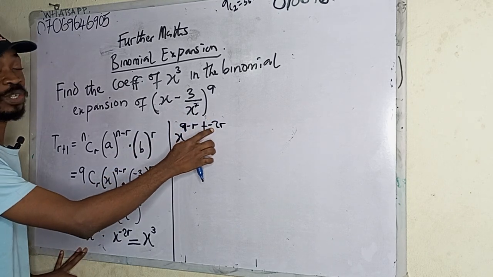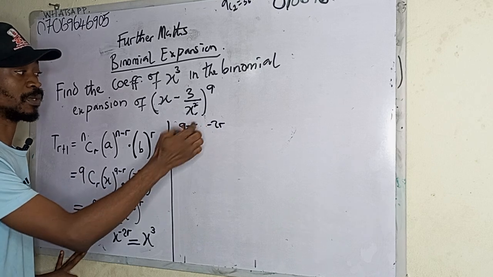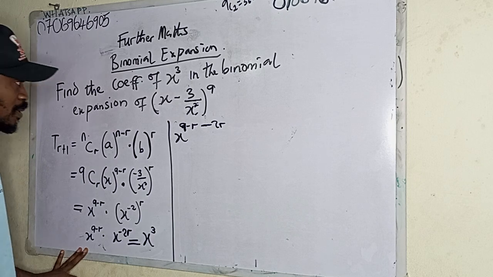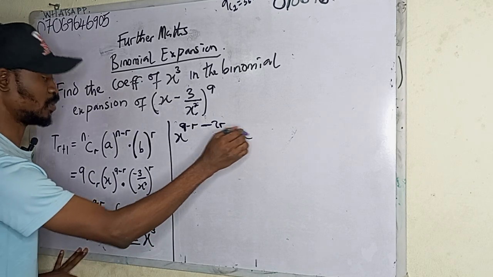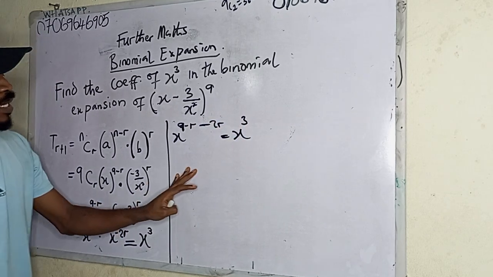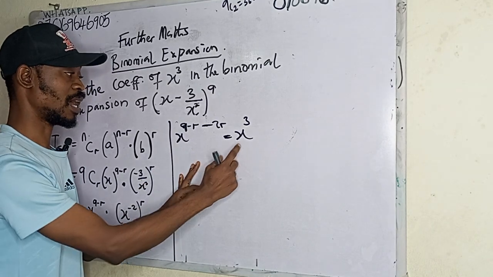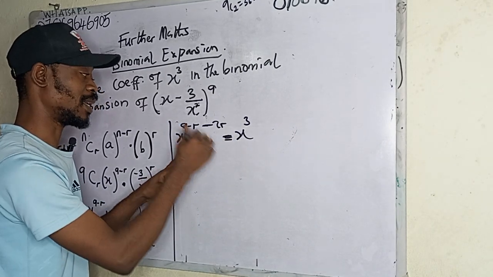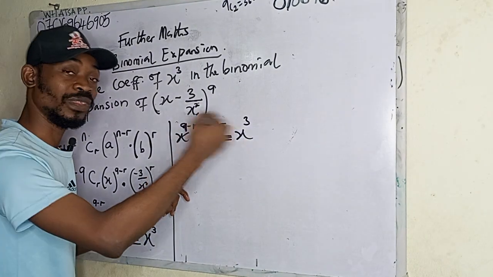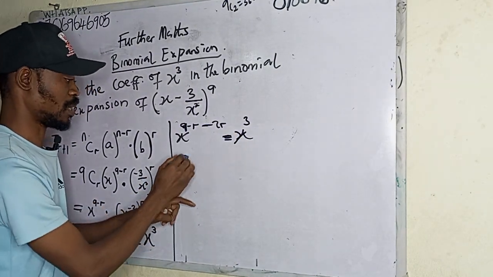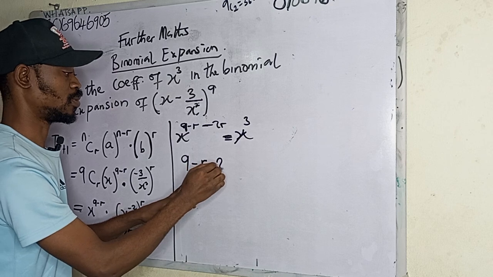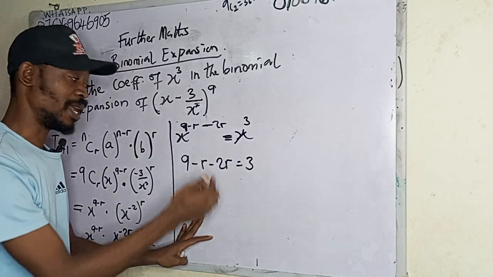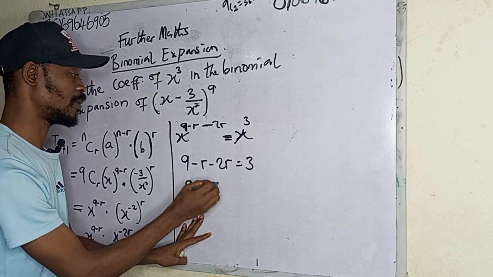But we all know that plus times minus represents minus. So that's going to be minus, equals x raised to power 3. Now, another thing is in indices, when two things have the same base and they are equating each other like this, we cancel out their base and equate the powers. So I'm going to be having 9 minus r minus 2r equals 3. All right? Minus r minus 2r is minus 3r. So I have 9 minus 3r equals 3.